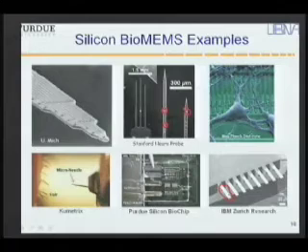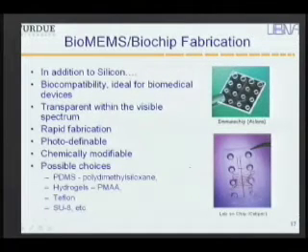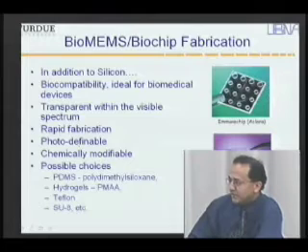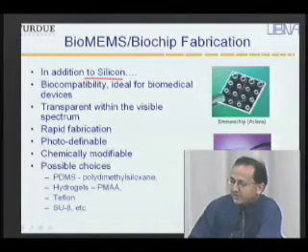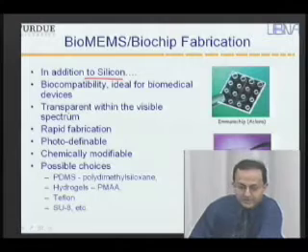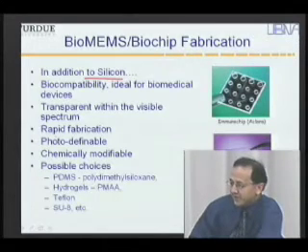So again, for the BioMEMS and biochip fabrication, in addition to silicon, we also have additional criteria to be kept in mind. For many applications, biocompatibility is very important, and that's needed for biomedical devices. You also want the devices to be transparent within the visible range for optical detection. You would like to be able to do rapid fabrication if you can, just to be able to have different versions of the devices, and also because eventually many of these devices will be used as a one-time use device, hence the fabrication should be cheap and rapid.